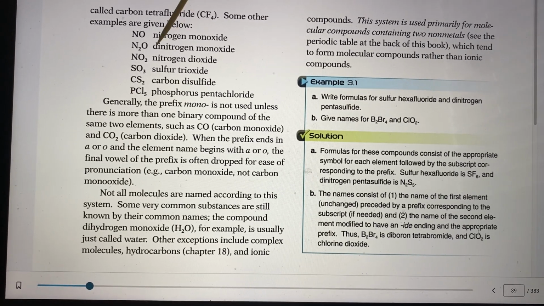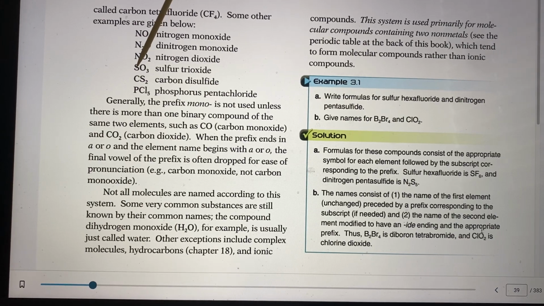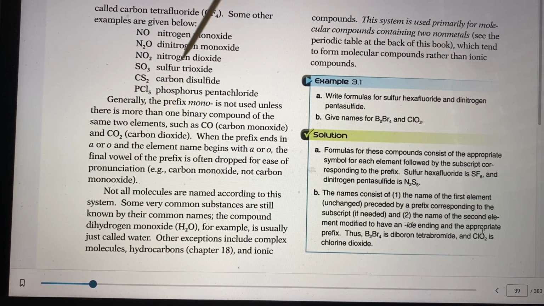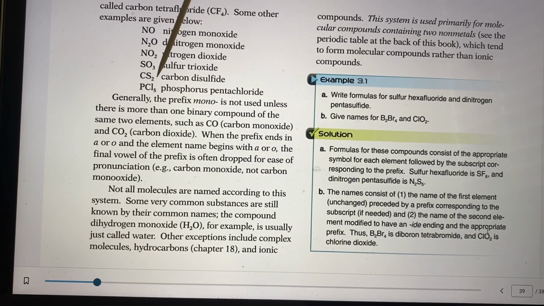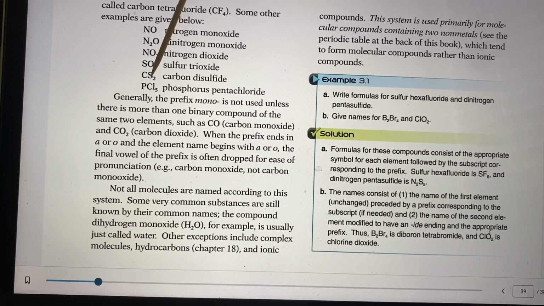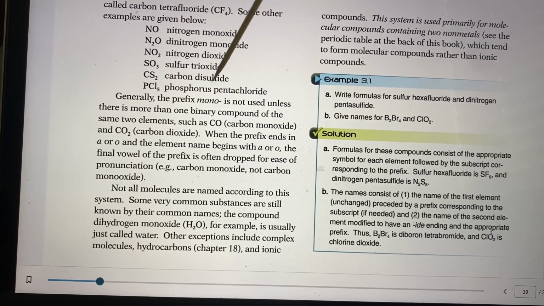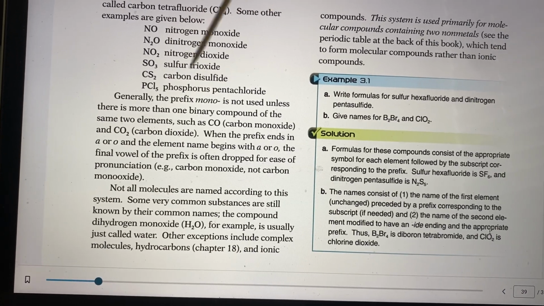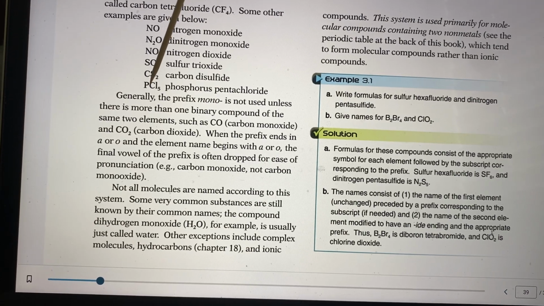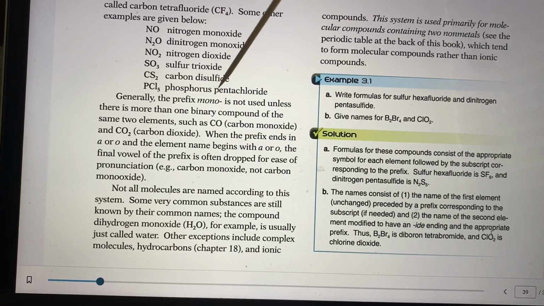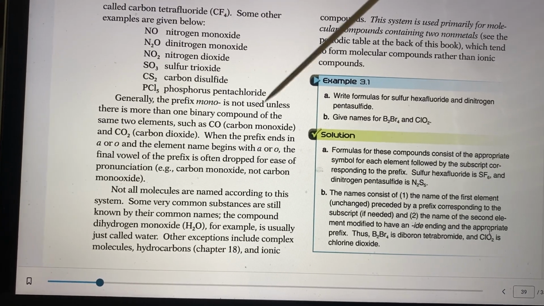So here we have sulfur in the first, and trioxide, always IDE, remember? Then we have carbon, and we have 2 sulfides. So we have carbon disulfide. Two sulfurs is sulfide. Carbon disulfide. Or this is P, which is phosphorus, phosphorus pentachloride. Chloride. All of these end with IDE.